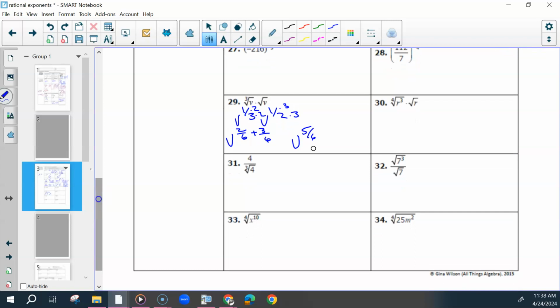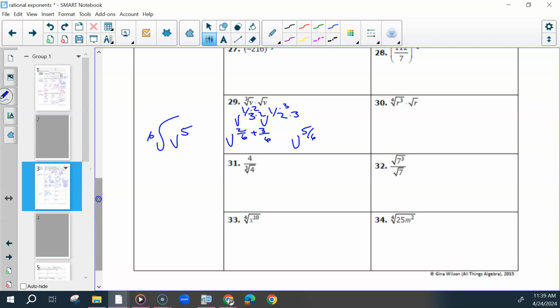And then how would I write this in radical form? I got this. I don't know how to say it. The 6th root of b to the 5th. The 6th root of b to the 5th. There we go. Do we have any questions there? It's just the wording in this. It's a lot. That's why I'm stumbling up here.